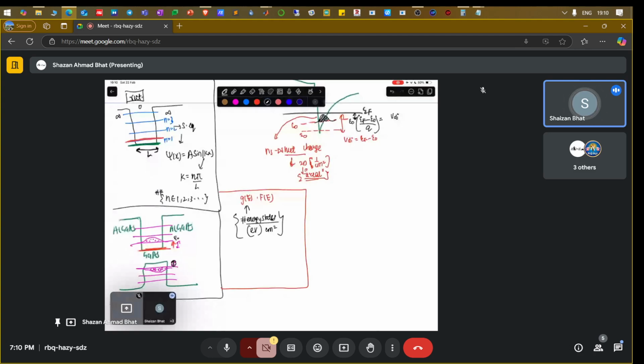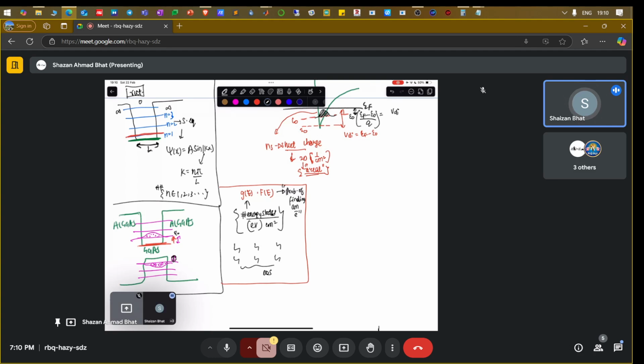Okay, and the Fermi function gives you the probability of finding an electron. Just like if you have many seats in a classroom, these seats will basically represent the density of states. But if you have only one student in the classroom, then there is a probability whether the student will sit here or here, or at other seats. That is basically given by the Fermi function.